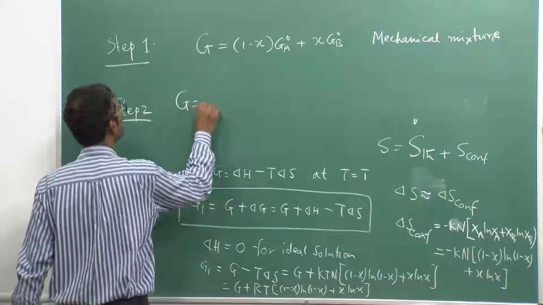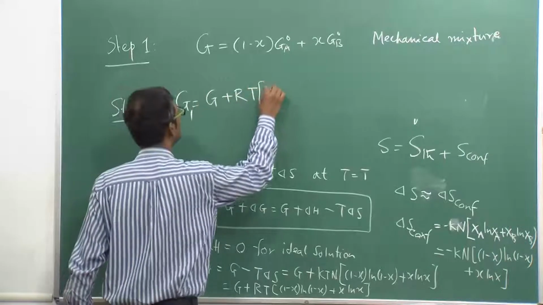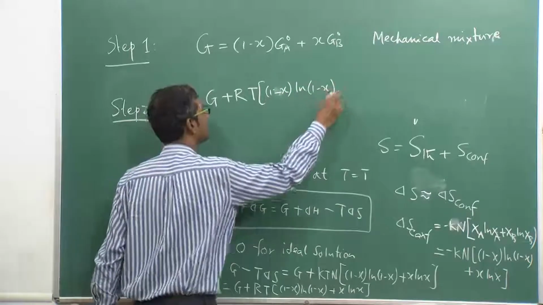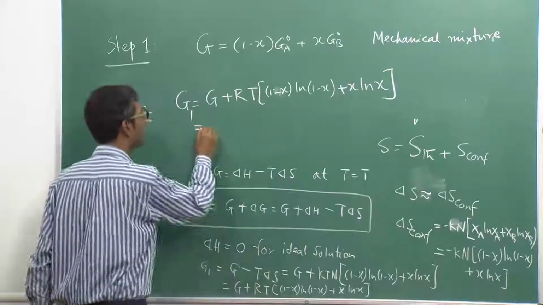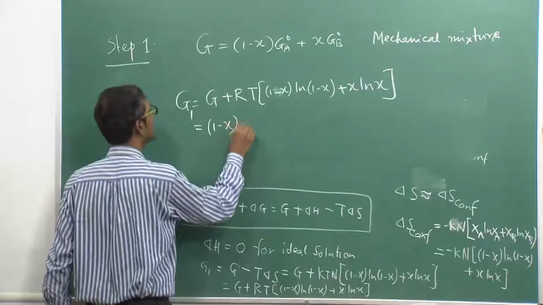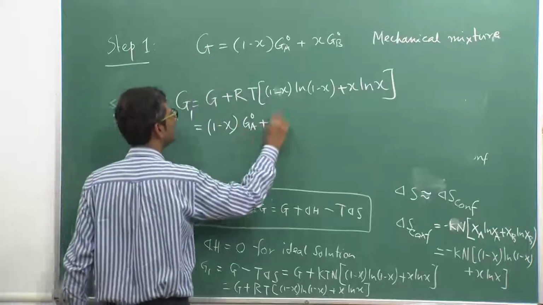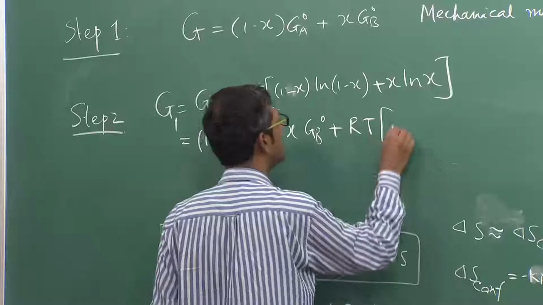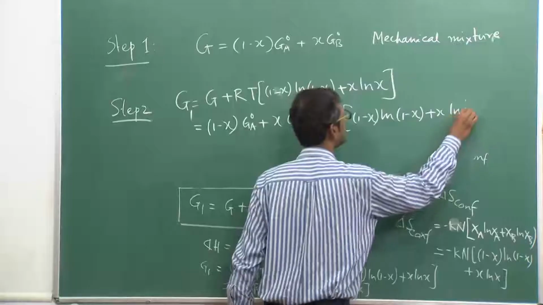I get G is equal to G1 actually, G plus R into T times (1 minus x) log of (1 minus x) plus x log of x. That is nothing but, if I write this term completely, (1 minus x) GA0 plus x GB0, plugging in this value of G from the top equation, plus R into T times (1 minus x) log of (1 minus x) plus x log of x.